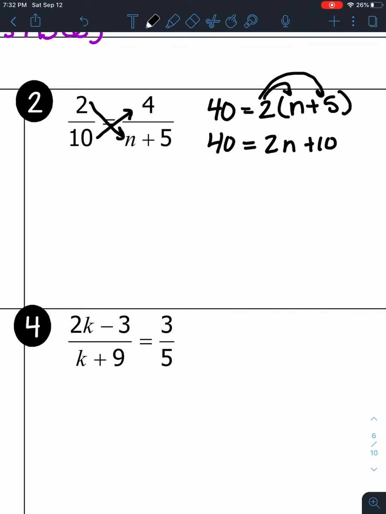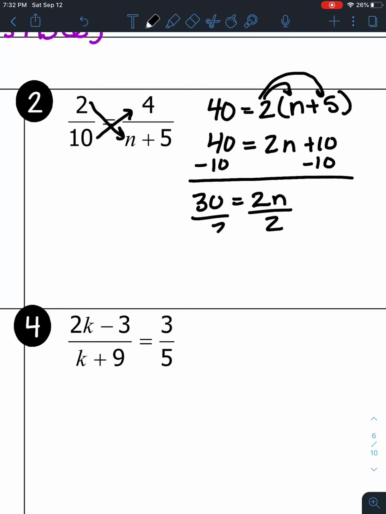Solving it just as a two-step equation, adding and subtracting first, then multiplying and dividing. So I'm going to minus 10 from both sides. That gives me 30 equals 2n. N is being multiplied, so the opposite is dividing by 2. So that gives me n equals 15.